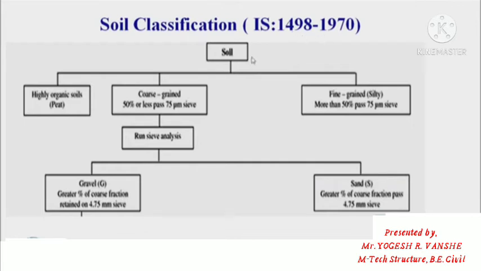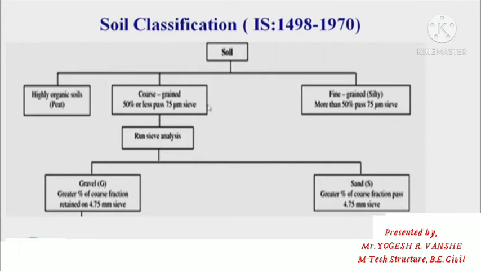As per this IS code, the soil is classified into two categories basically: one is called coarse grained, another is called fine grained. However, if you have a high organic content, it can be separately classified as highly organic soil. As far as inorganic soil, we have two categories: coarse grained soil and fine grained soil. Coarse grained soils are the soils where 50% or less material is passing the 75 micron sieve, and fine grained soil is more than 50% passing the 75 micron sieve.